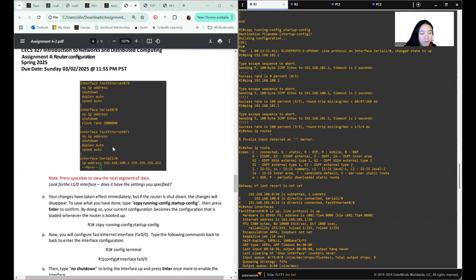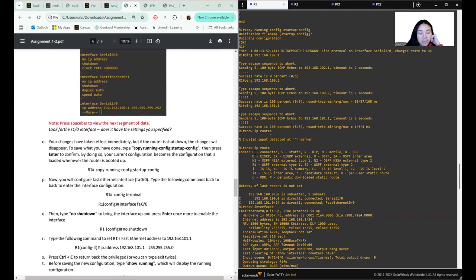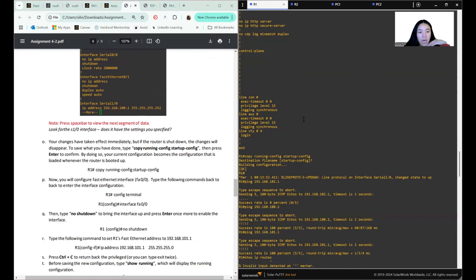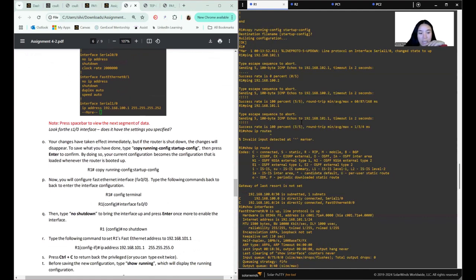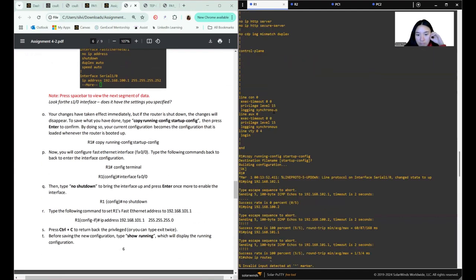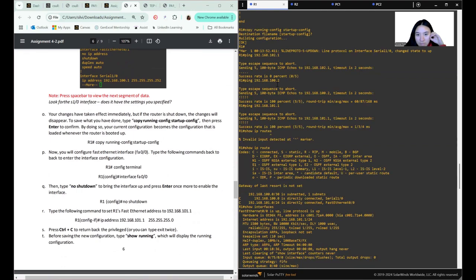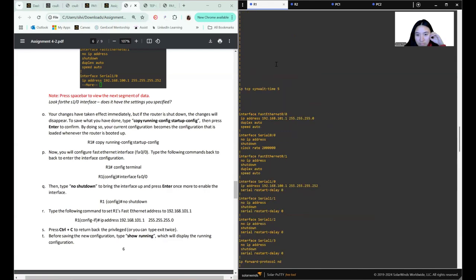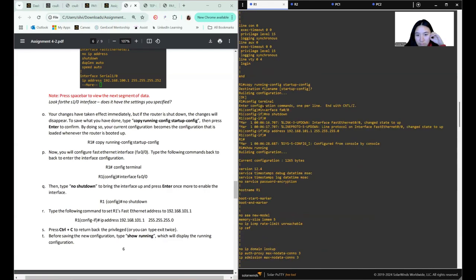Then we entered the configuration terminal again, and I accessed the interface of the fast Ethernet 0/0. Yes, it's right here, interface FA 0/0.